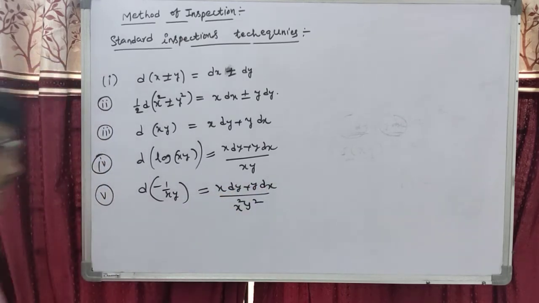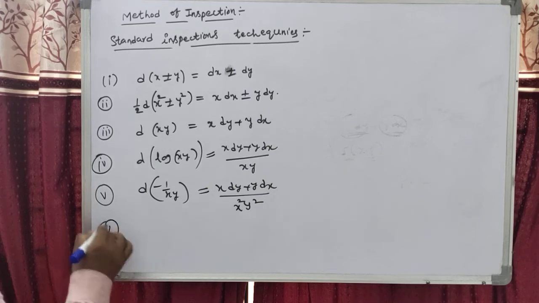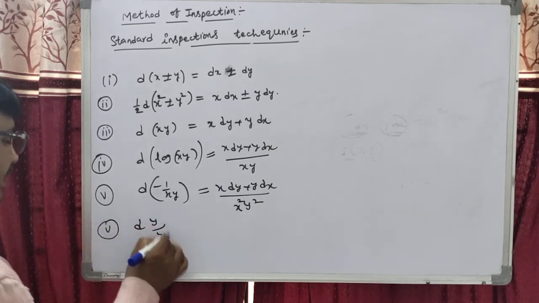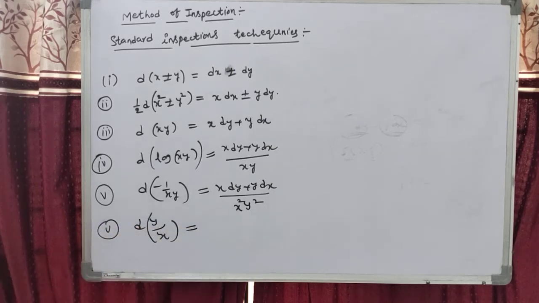This is x dy plus y dx. When you have x dy plus y dx upon x square y square, it is the derivative of minus 1 by xy. Okay students, do you understand? The next one, students, is the derivative of y by x.